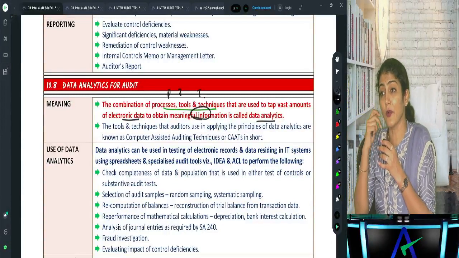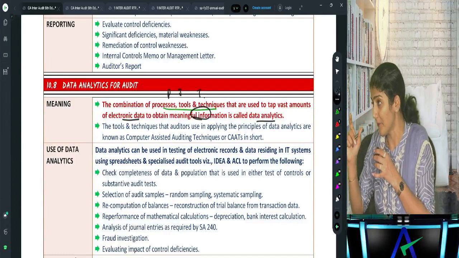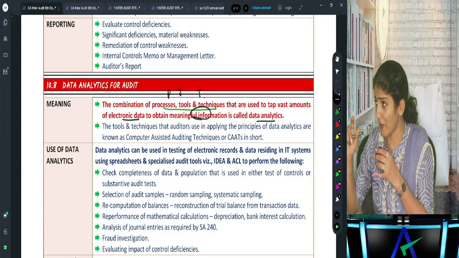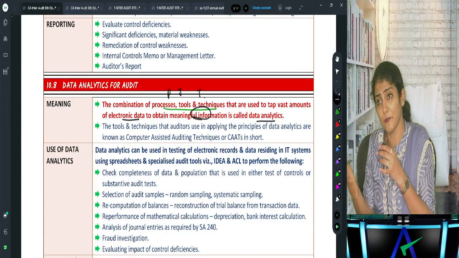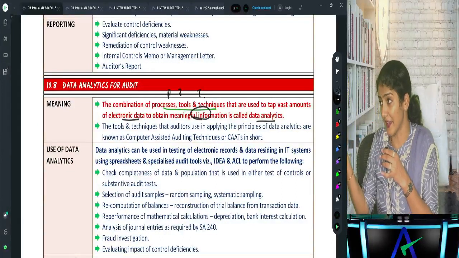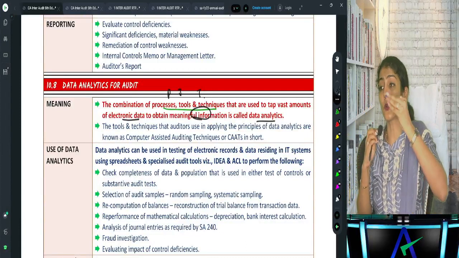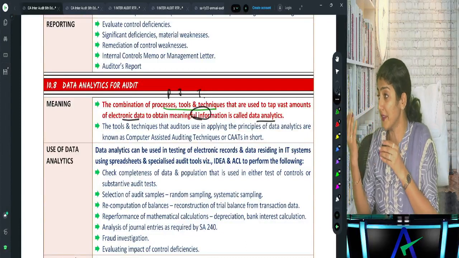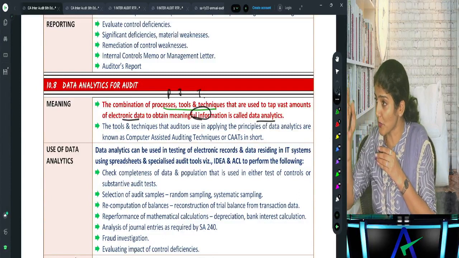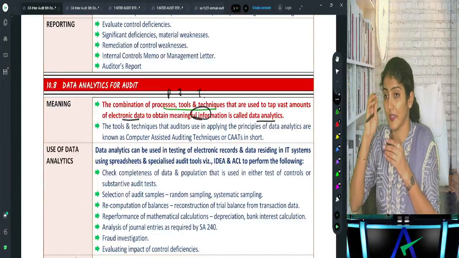Have you heard that you can run a pivot in Excel? You can run the pivot table. So again, what is that? That is again data analytics, the process of generating meaningful information from raw system data using PTT. What is PTT? Processes, tools, and techniques is referred to as data analytics.